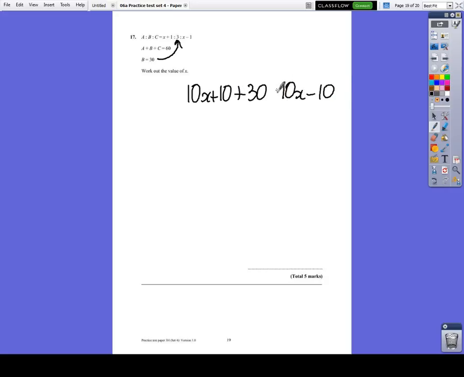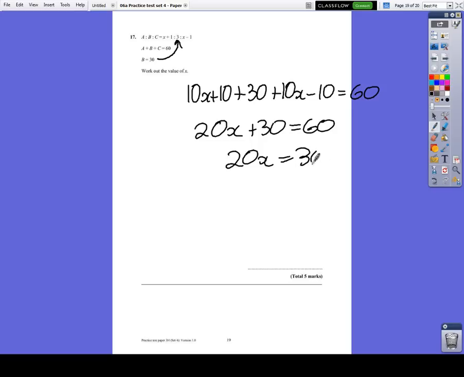And we're told that if we add those together, we get 60. So if we simplify that through, we get 20x plus 30 equals 60. Take 30 off both sides, we get 20x equals 30. So x is equal to 30 over 20, or 3 over 2, which is 1.5.